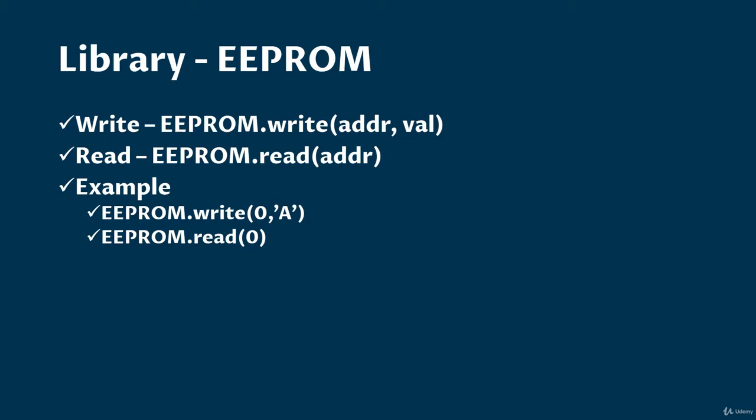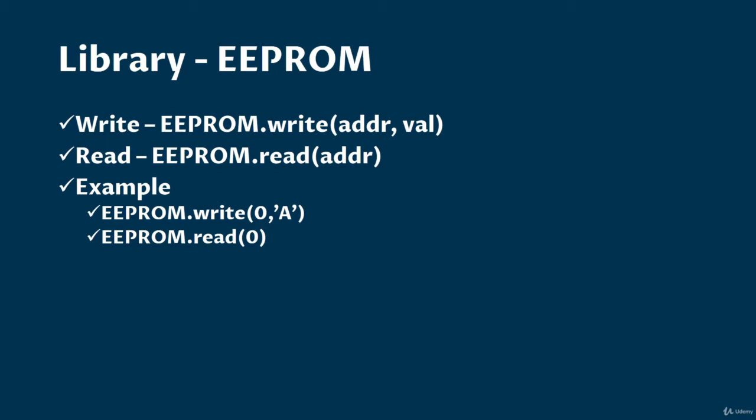Address can be represented as decimal or hexadecimal, whichever you are comfortable with, you can use that. And read is a return type function. Unlike the write function, read is a return type function, and the syntax is EEPROM.read within bracket address. It will return you the character which is stored inside that address.